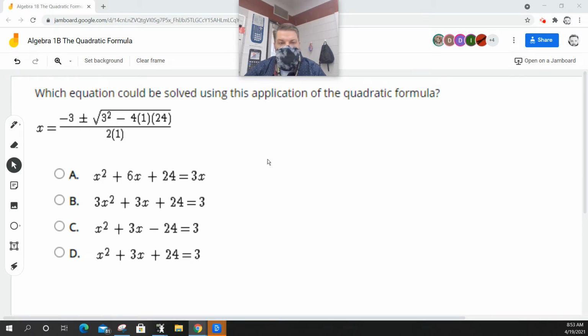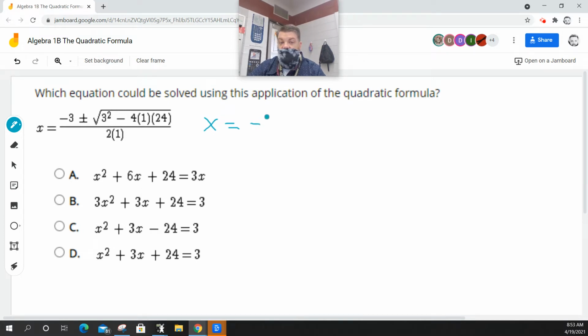All right, so this one says, which equation could be solved using this application of the quadratic formula? So remember that these numbers are based on the formula being x equals, can somebody help me finish the formula? X equals what? Well, yeah, but I'm going to start with the formula first.